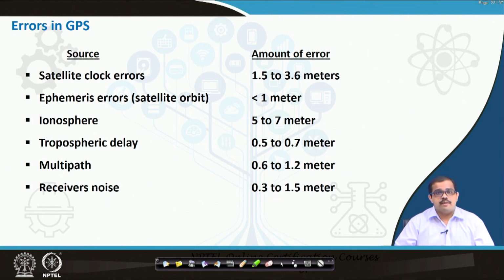Then you have multipath, which is 0.6 to 2 meters, then the receiver noise is about 0.3 to 1.5 meters. So on average, if we consider all of these, we may have somewhere around 6 to 7 meters, or even sometimes 12 meters of errors that may creep in even after correction at the control stations. So these are certain errors that GPS may have.